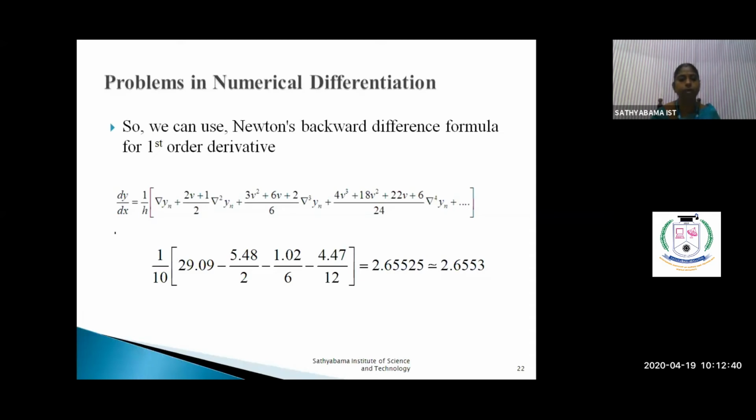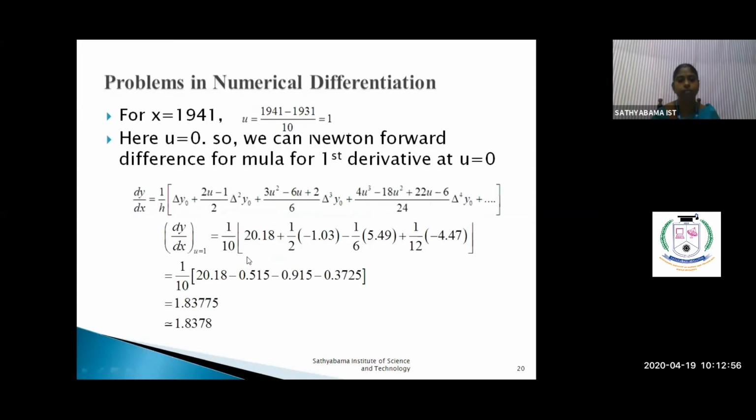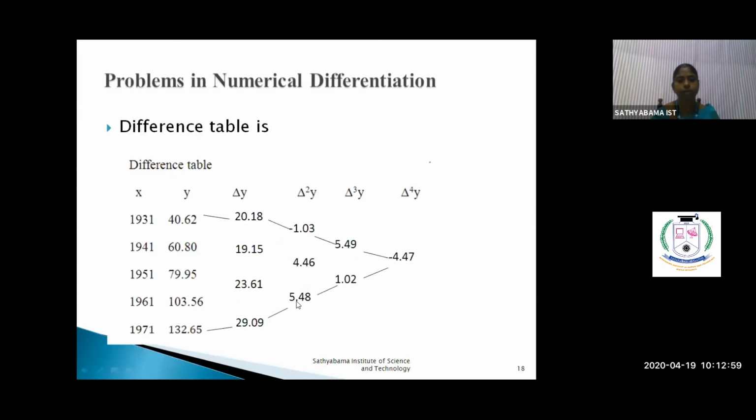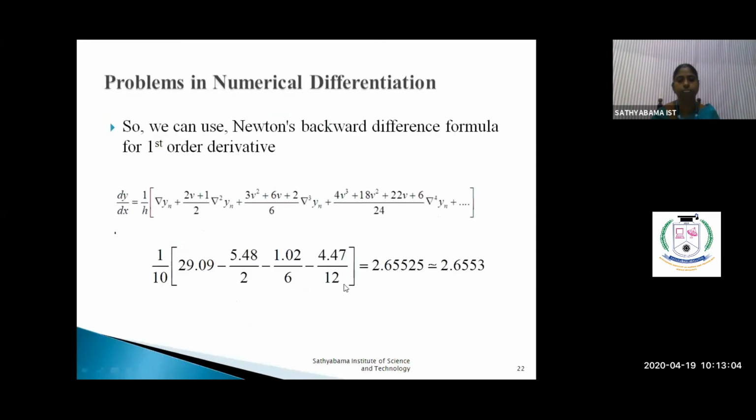Now what is my v? V is minus 1. So I have to substitute 2v, 2 into minus 1, so minus 2 plus 1 becomes minus 1 by 2 into del square yn. Del square yn is 5.48. Del cube yn is 1.0. I have to use here del cube yn and del power 4 yn as well. So I have substituted all the results here and you are getting 2.65525, which is for 5 places.